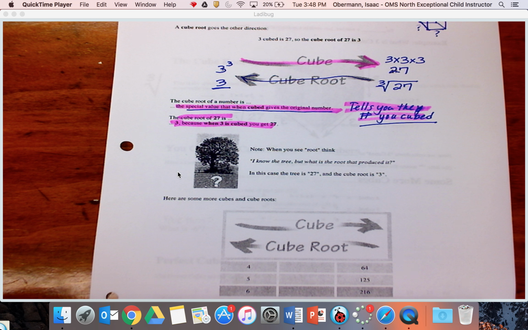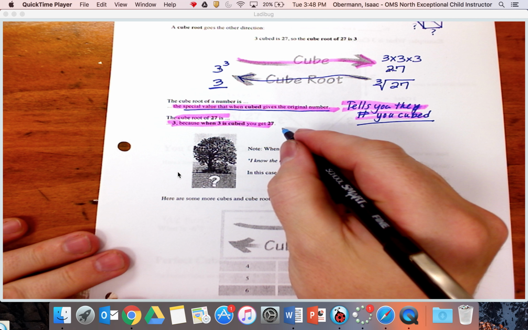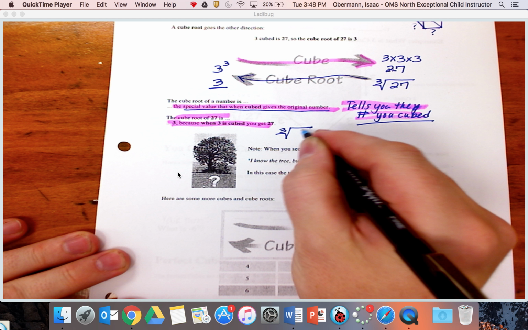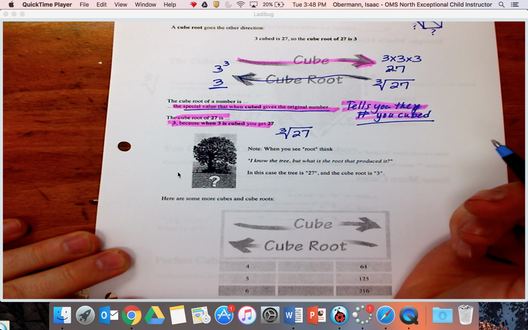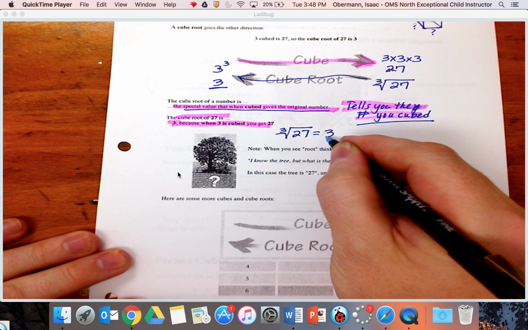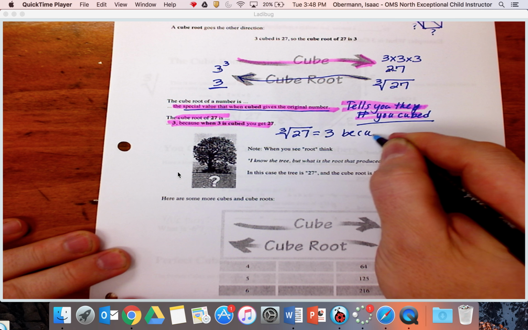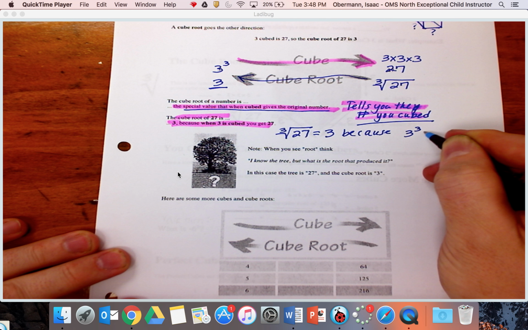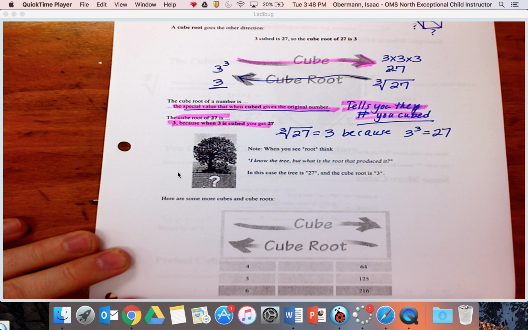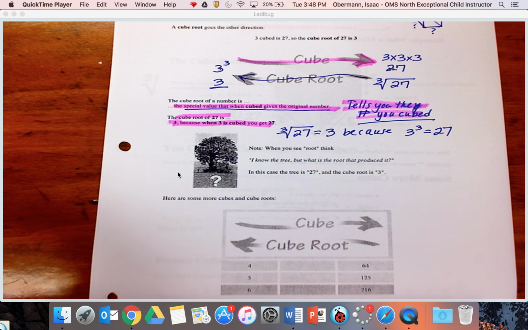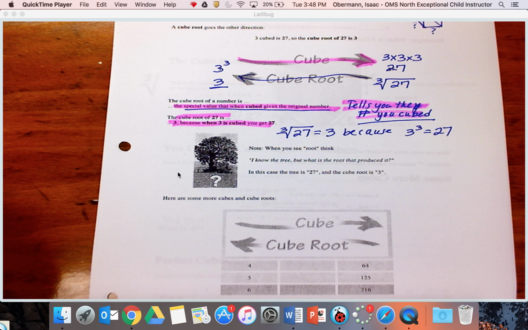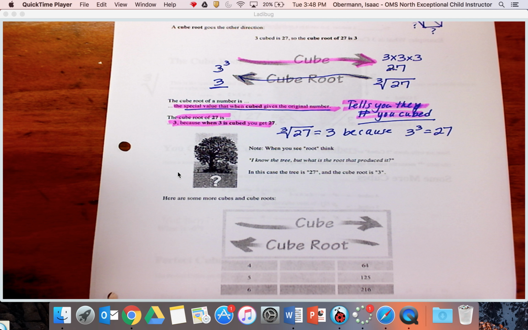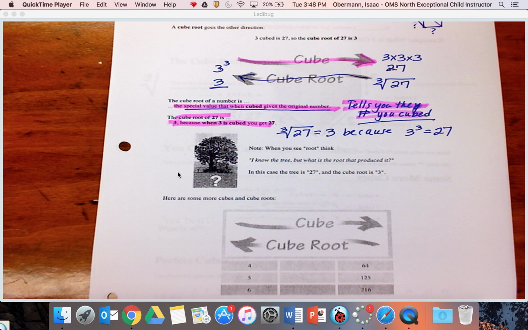Well, let's write that a little bit more mathematically. If I take the cube root of 27 and I get 3, that is because if I go the opposite way, 3 to the third power, or 3 cubed, is 27. That's basically all it is. They work back and forth just like the square does. So we can do these a little bit different than a square. Let's take a look at some cube numbers and see how the cube root works back and forth.